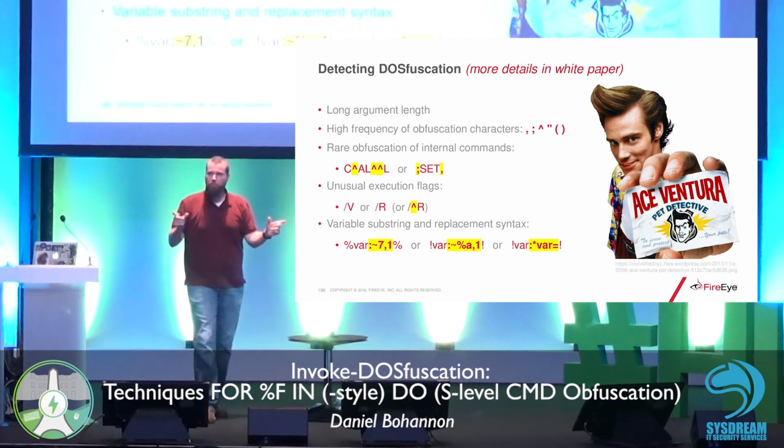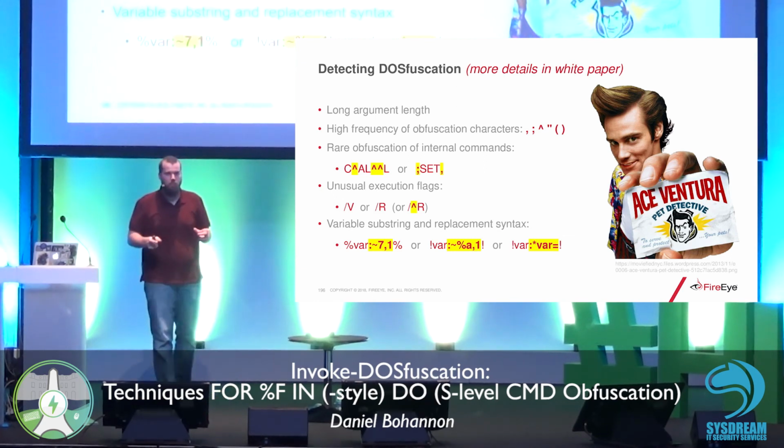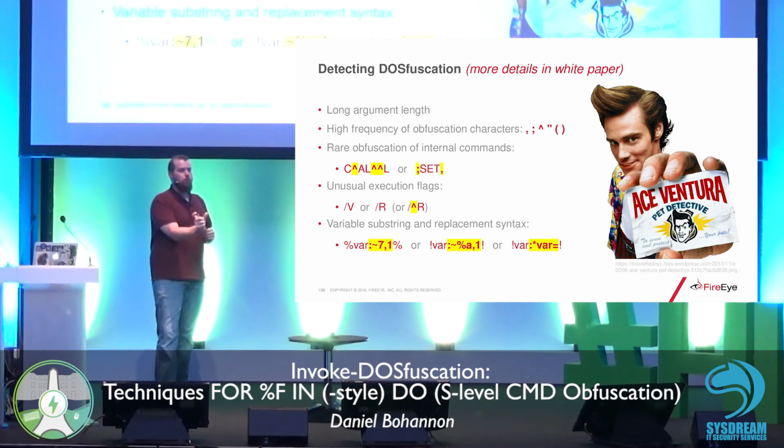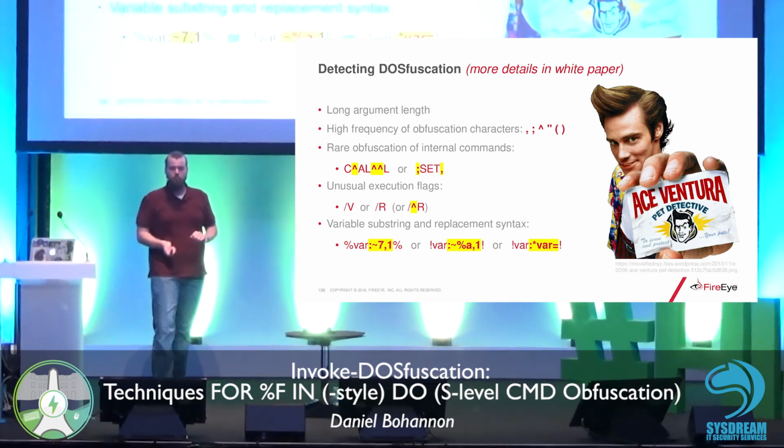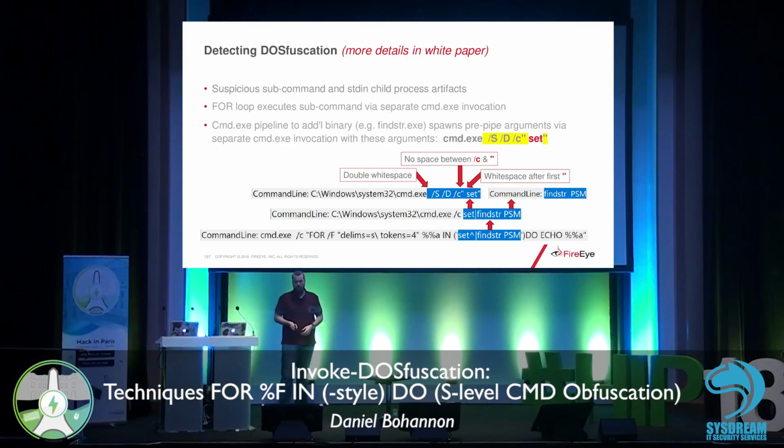Because cmd is very rigid, there are only a certain set of building blocks you need. So why don't I look for the presence of those that are then broken up by certain obfuscation characters. Looking for substring syntax, also for loops, and again, the white paper has some sample regexes, even some PowerShell functions to make that a little bit easier.